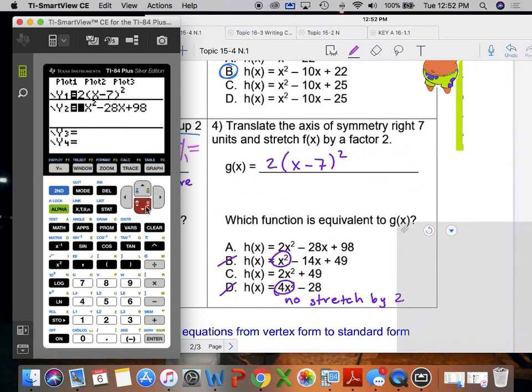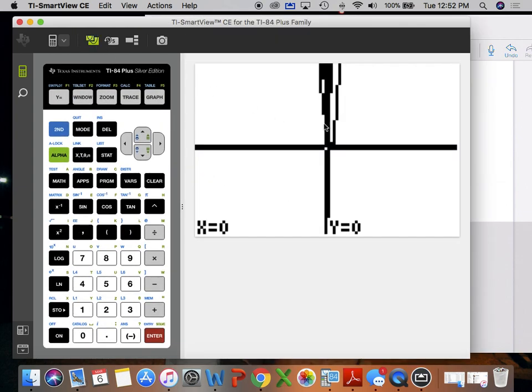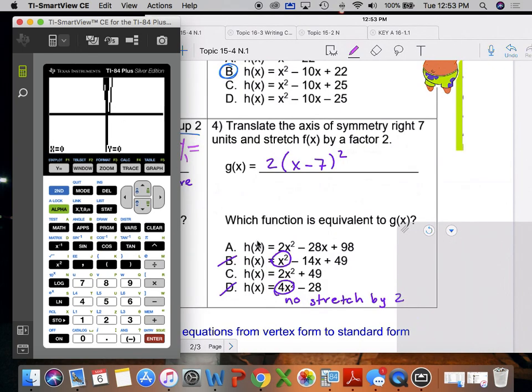Let me look at the second one just to be safe. So 2x squared plus 49. When I click graph, I'm not seeing another one. Let me zoom out just to be safe. Oh, look, there it is. So I have one here and then one way up here, so they are different. So C is not my answer, therefore A is.